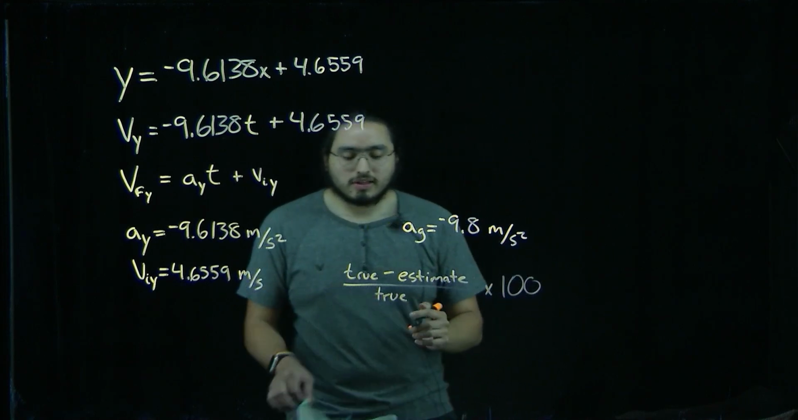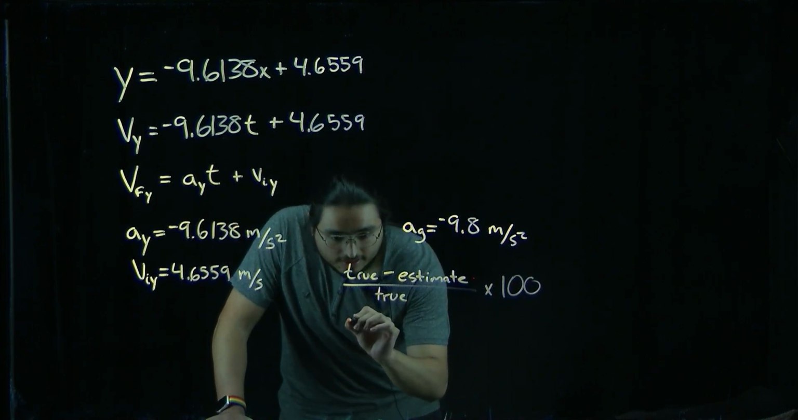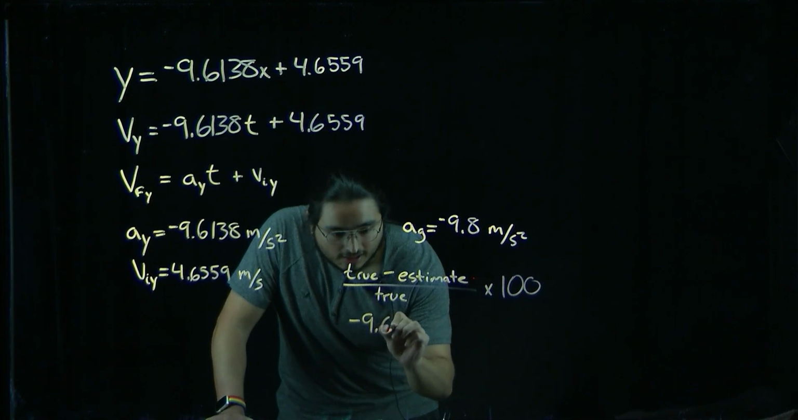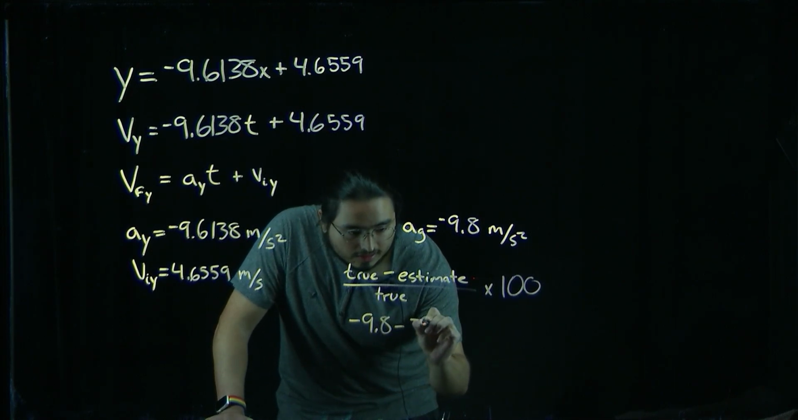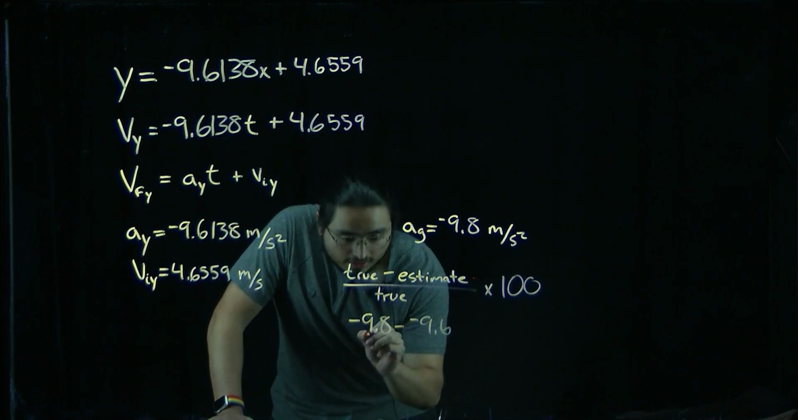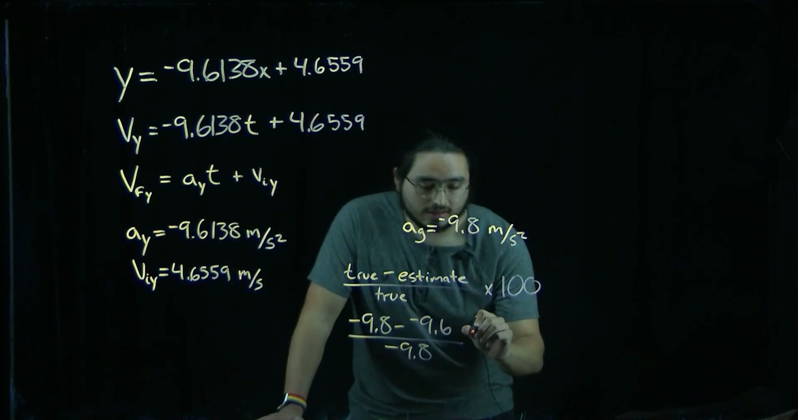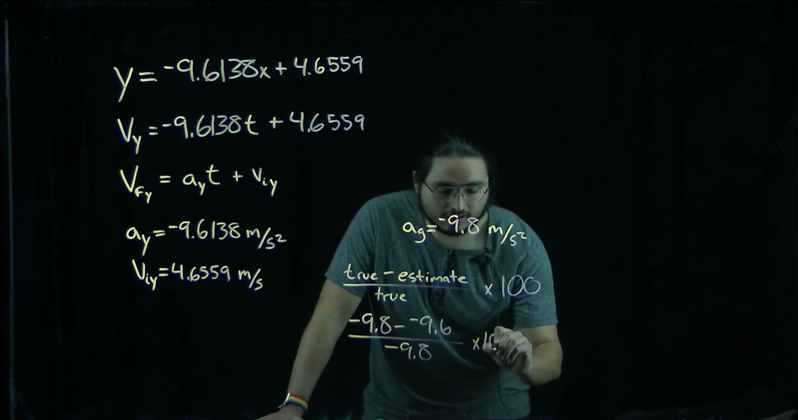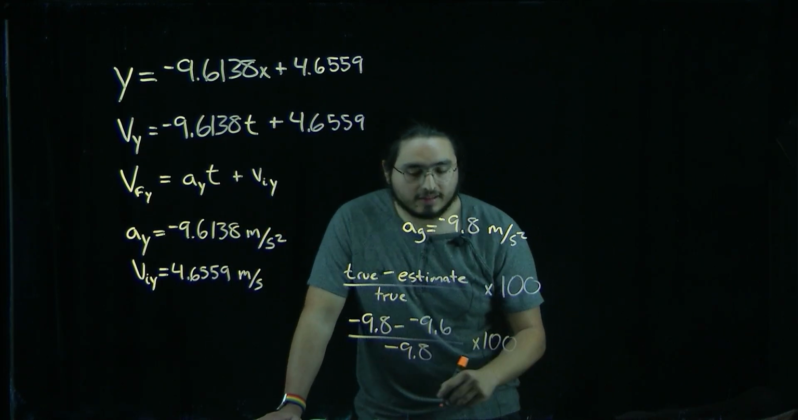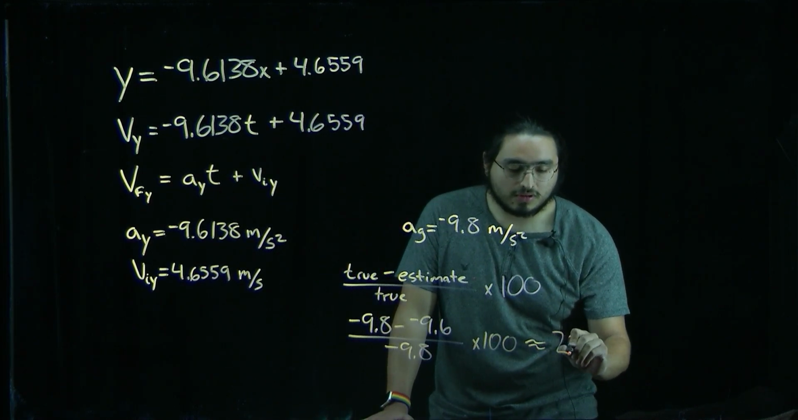And so I'm going to write that out here for the values that we have. 9.8 minus, I'm around 9.6, but it should still give us a pretty good percentage, and then divided by 9.8 and times 100, and this comes out to about 2%.